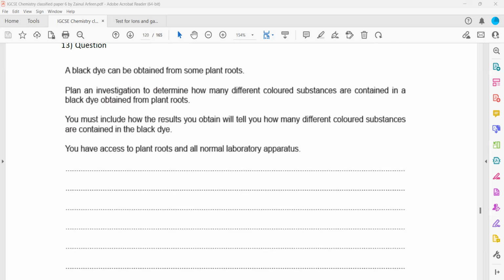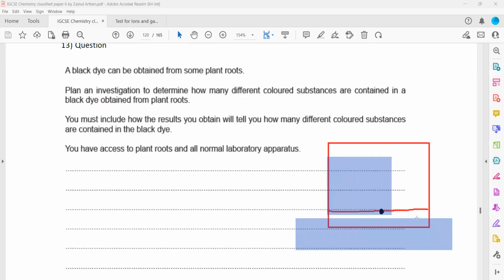Then, using a dropper, place the liquid on a chromatogram to conduct chromatography. Draw the baseline, the origin, with a pencil. Immerse the chromatogram in the solvent, but below the baseline, and allow the solvent to rise on the chromatogram. How will we know how many colored substances there are? The number of spots shown on the chromatogram.